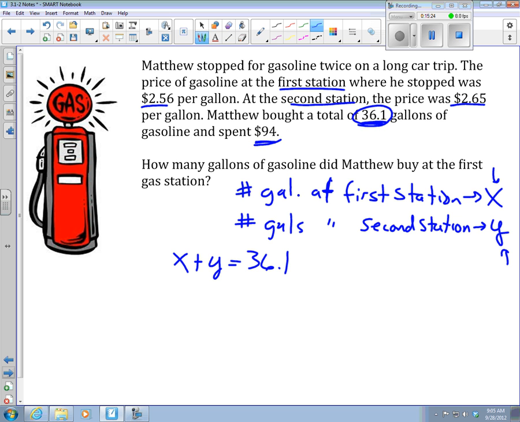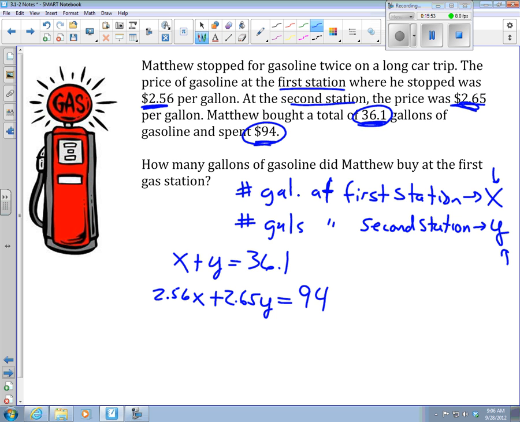Now, this $94, where does that come in? Well, it's $2.56 per gallon at the first station. So I'm going to say 2.56X plus it's $2.65 at the second station, 2.65Y. If I take how much it costs per gallon and multiply by the number of gallons for the first station and do the same thing for the second station, when I add it all together, I should get $94.